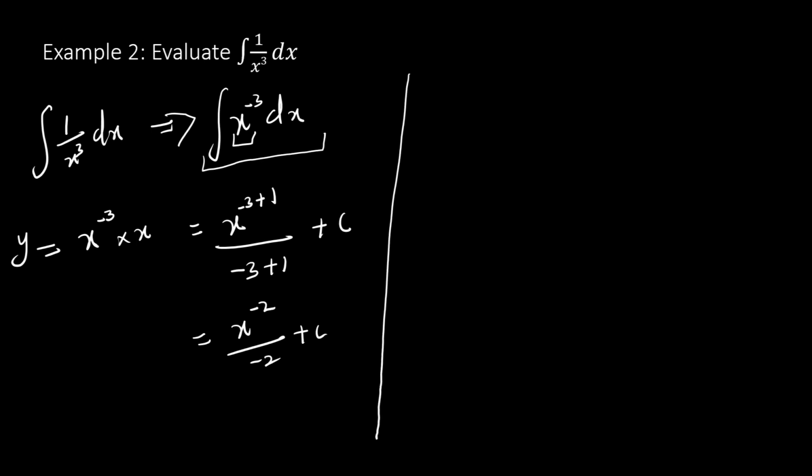Then you can further simplify this as 1 over negative 2 times 1 over x to the power of 2 plus c. This is coming from indices, and here we are going to have minus 1 over 2x to the power of 2 plus c. And this is simply the solution. So y equals negative 1 over 2x squared plus c.